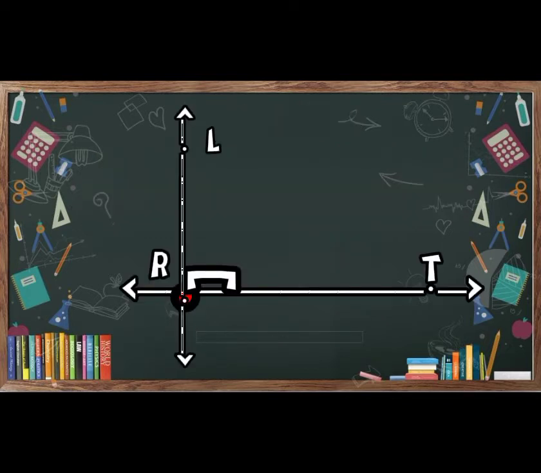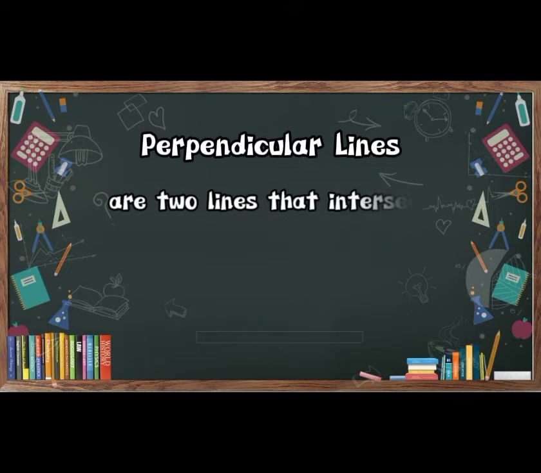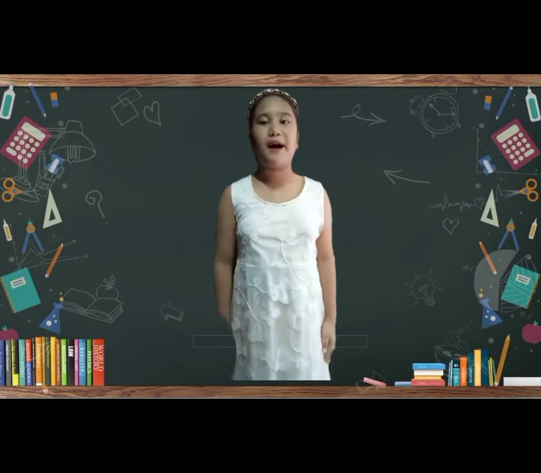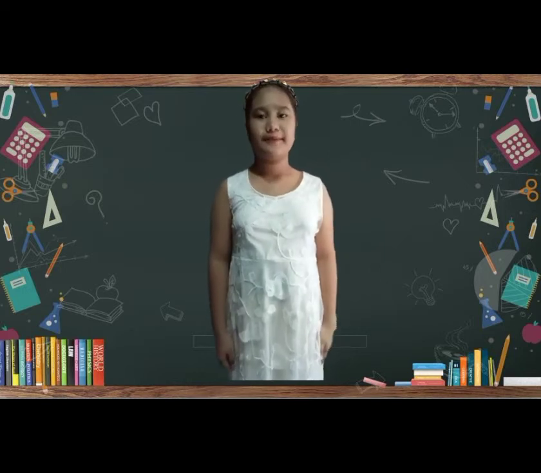Compare the figure with intersecting lines. Line LR intersects line RT at point R, as shown in the figure. The intersection forms a square corner or a right angle. These lines are called perpendicular lines. Perpendicular lines are two lines that intersect and form a right angle. Intersecting, parallel, and perpendicular lines are formed by two or more lines in different settings.